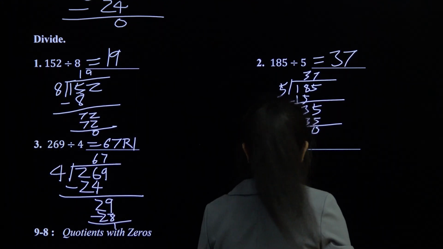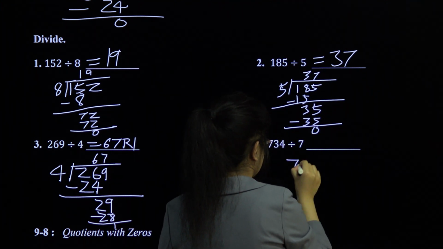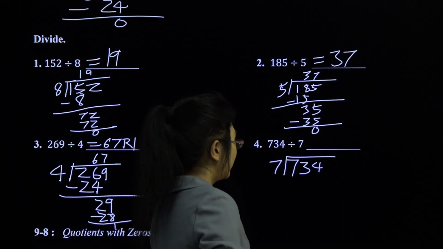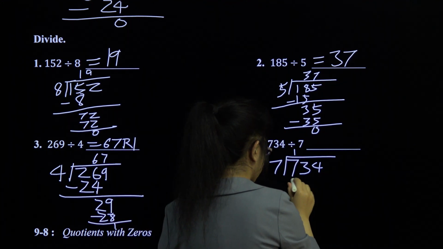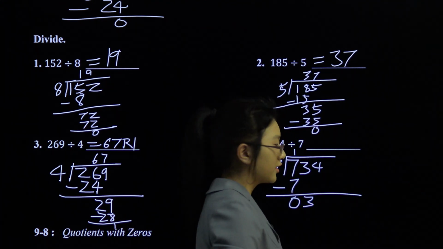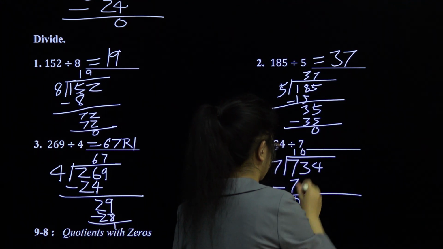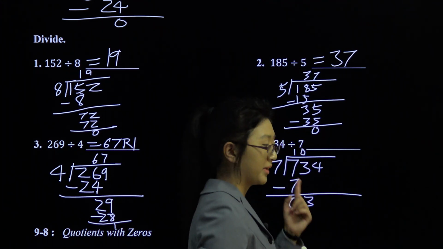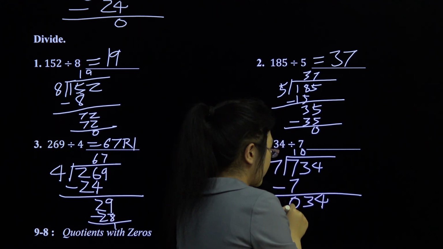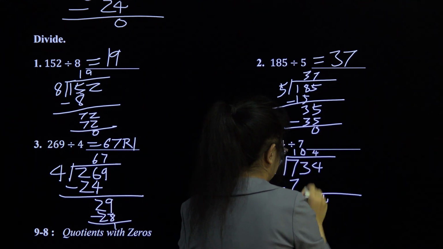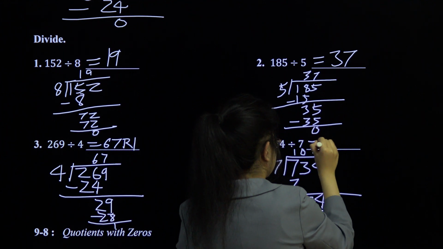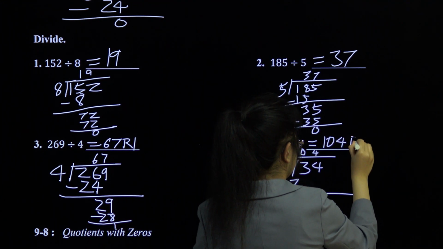For our last question of the section, we have 734 divided by 7. 7 goes into 7 once. So then we drag down the 3. But the 3 isn't enough. We need to drag down another digit. So we added 0 over here, and by over here, I mean on top of the 3. 7 goes into 34 4 times. And you get remainder 6. The answer is 104, remainder 6.